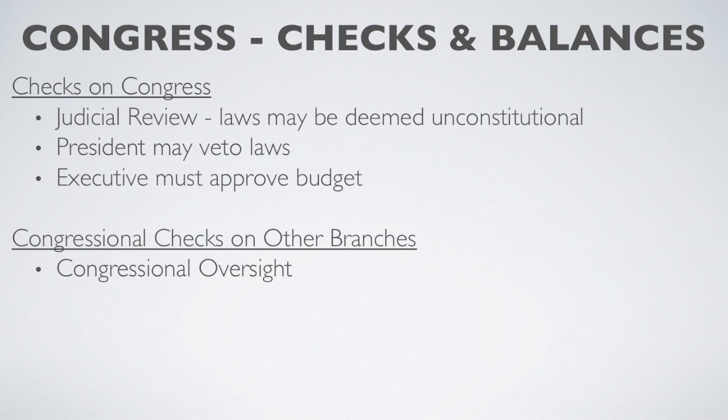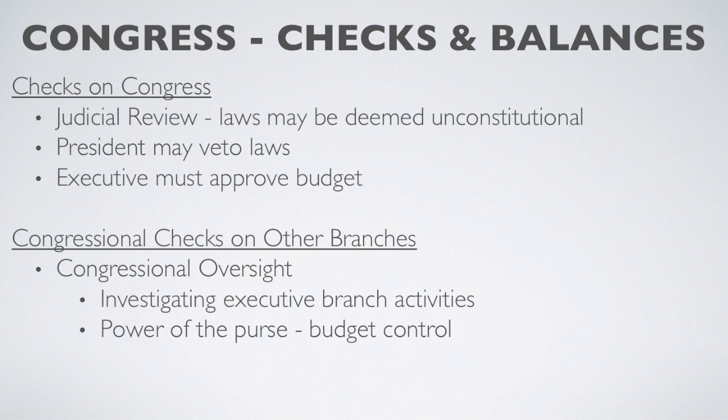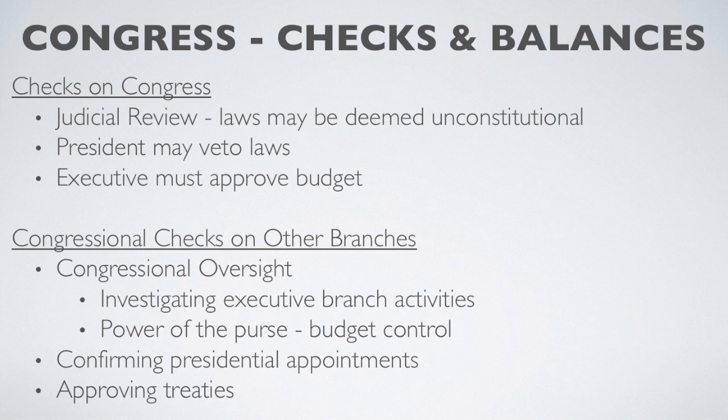Congressional checks on other branches. We have congressional oversight, which is the investigation of executive branch activities, which can lead to impeachment. Also the power of the purse, which is budget control. So the president cannot just spend money wherever he wants. He has to request money and funds from the Congress. You also have confirming presidential appointments. You also have approving treaties. So you have a lot of different responsibilities.